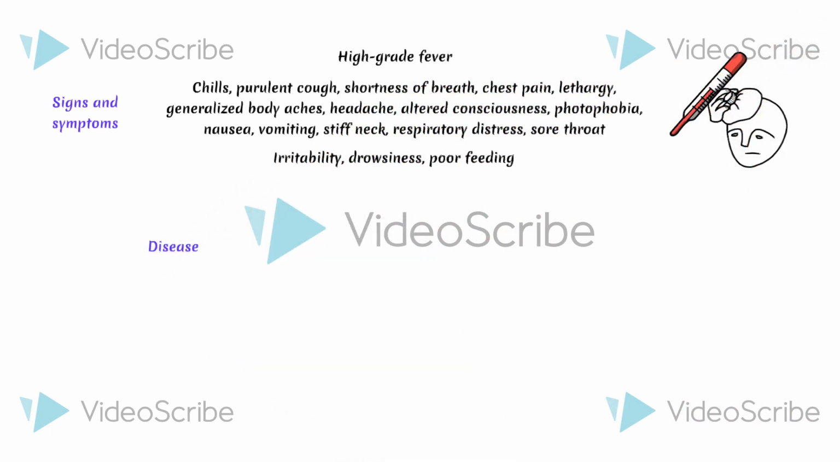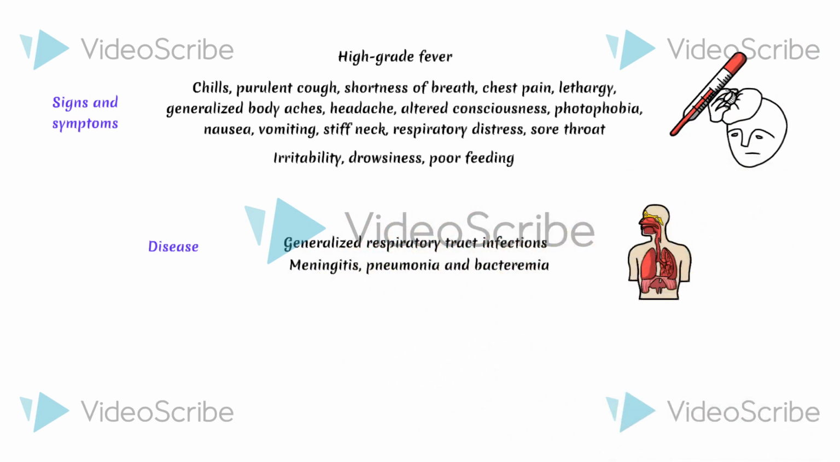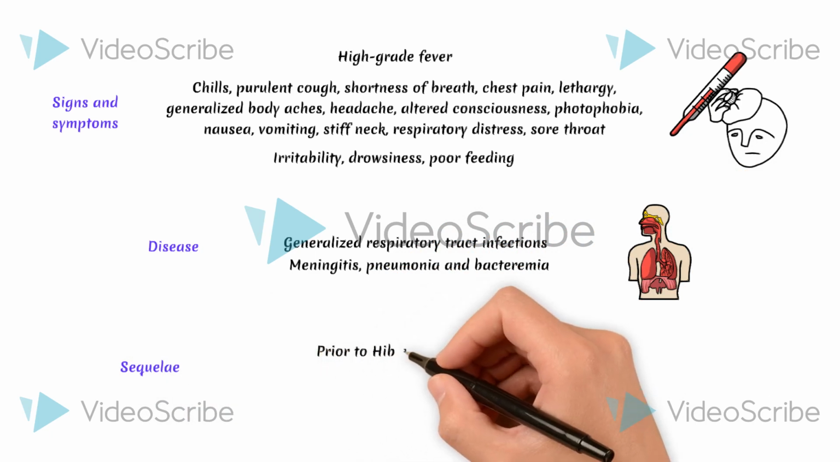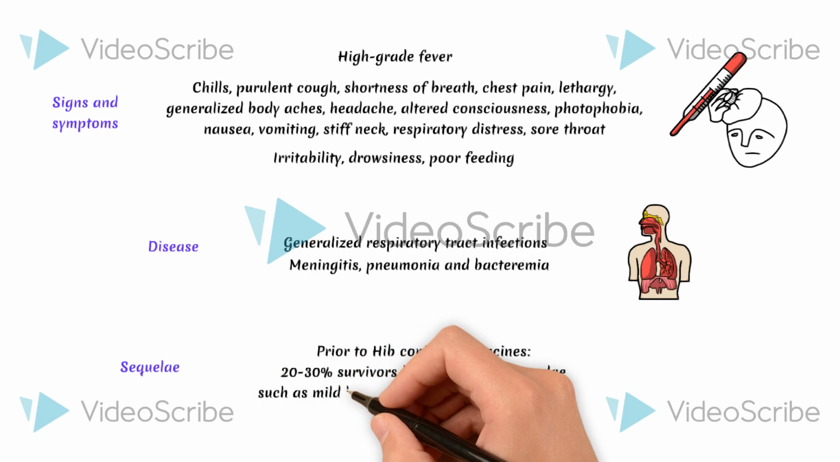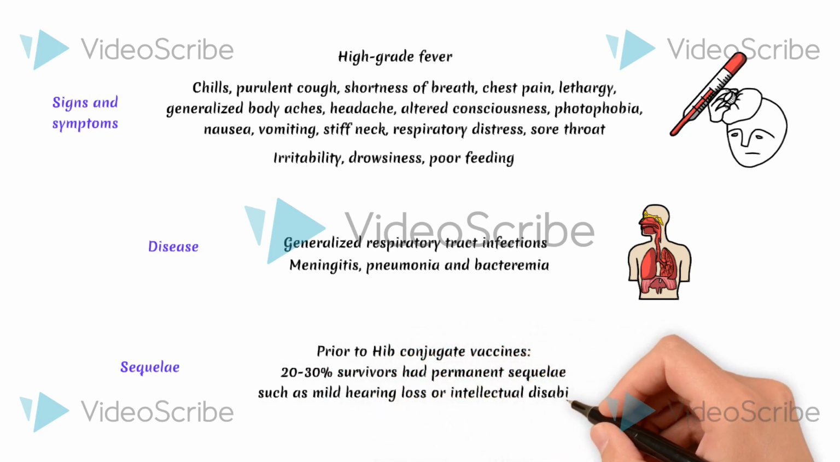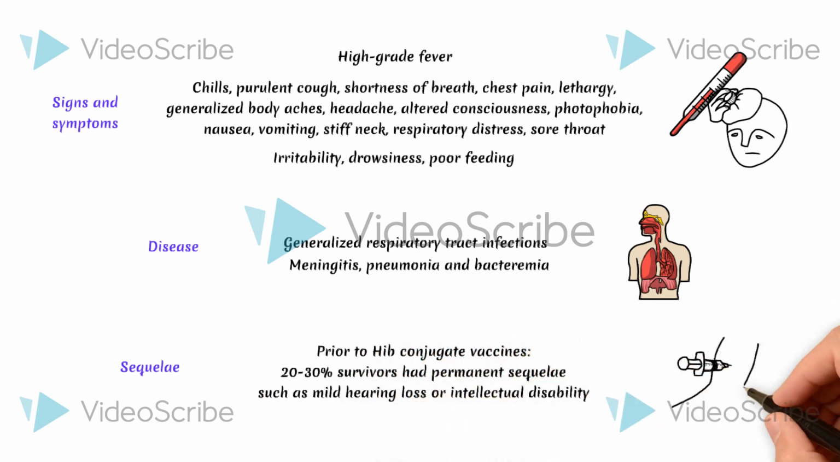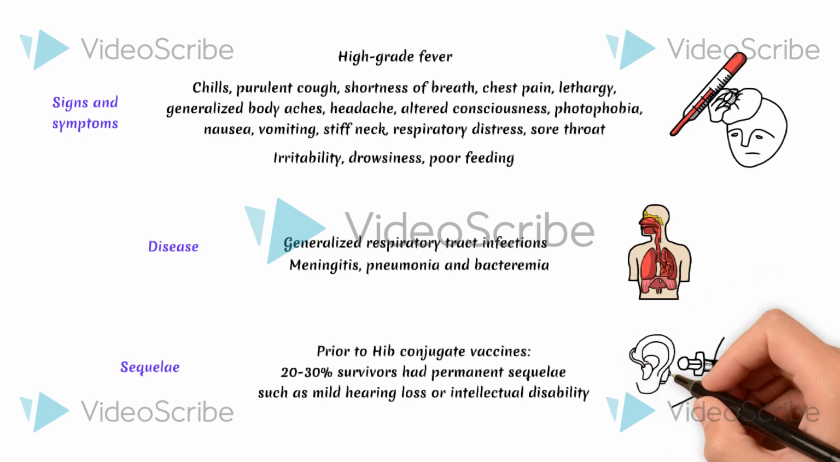The Haemophilus influenzae type B disease causes generalized infections in the respiratory tract that without treatment can develop into meningitis, pneumonia, and bacteremia. After the disease, hopefully the subject will have a healthy recovery, but prior to the development and use of Haemophilus influenzae type B conjugate vaccines, 20 to 30% of survivors had some form of permanent sequelae, ranging from mild hearing loss to intellectual disability.